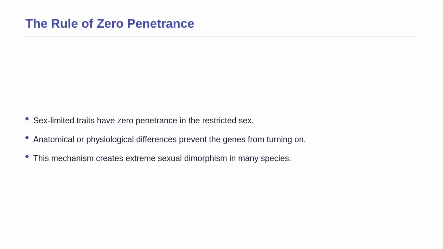Understanding this hidden inheritance brings us to the biological rule governing it. A sex-limited character is an autosomal trait that has zero penetrance in the opposite sex. Even though the genes are located on autosomes and inherited equally, anatomical or physiological differences completely prevent one sex from expressing them. The genes are essentially turned off, regardless of whether the individual is homozygous dominant, heterozygous, or homozygous recessive.